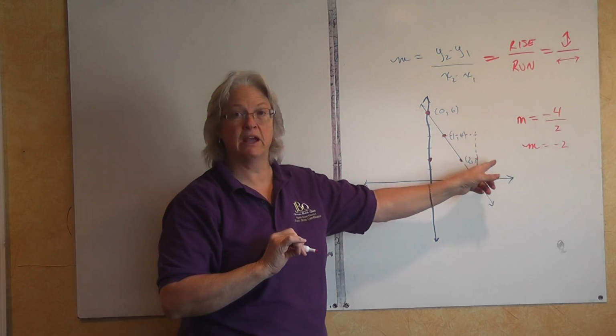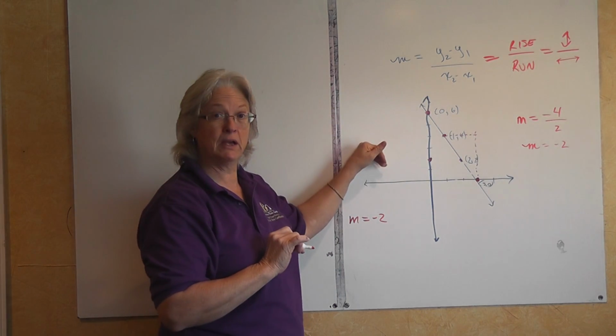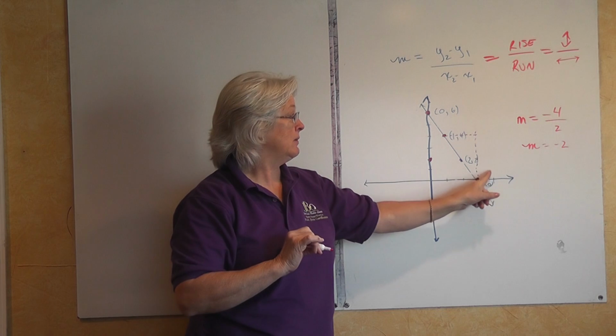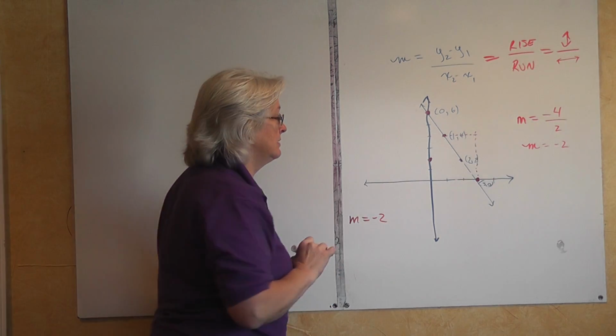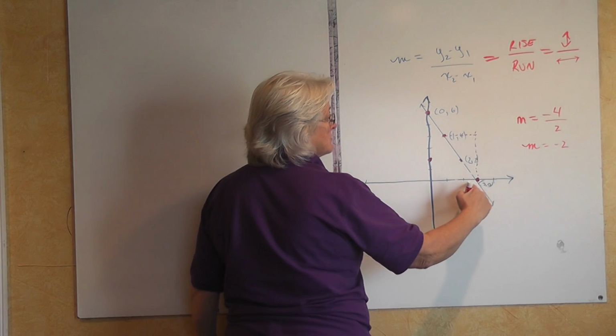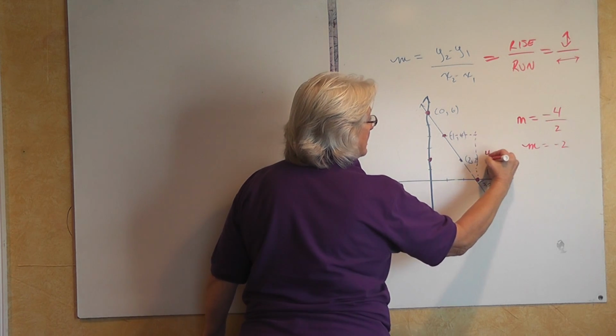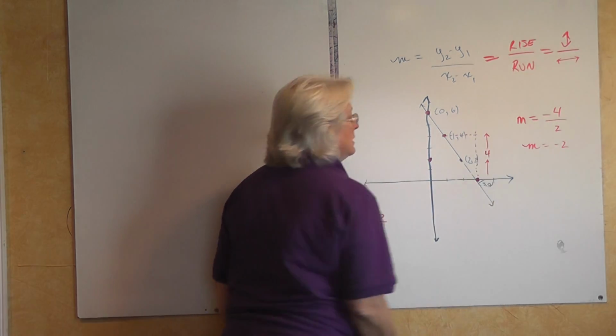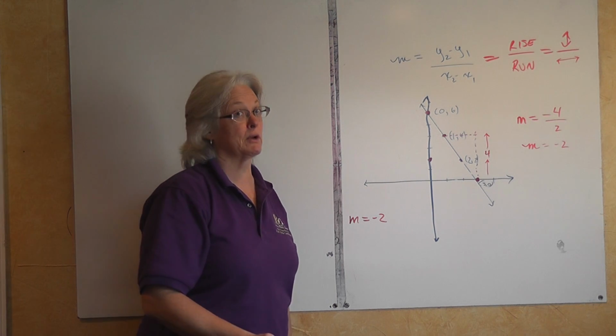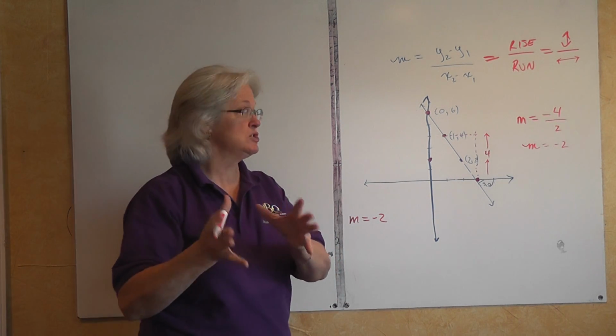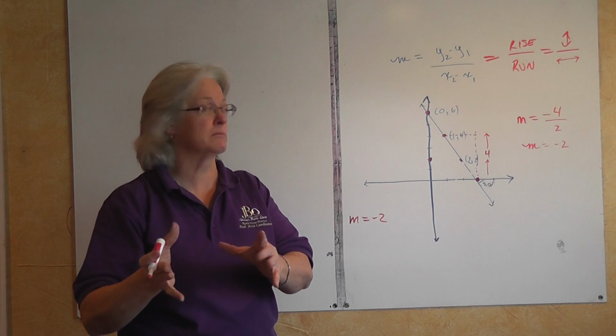Before, we had a negative vertical change because it was coming down. Now, however, we have a positive vertical change from 0 to 4. So our vertical change is a +4. Sure looks like we're going to get a positive slope. And Miss Betsy, you just said slope is always the same.